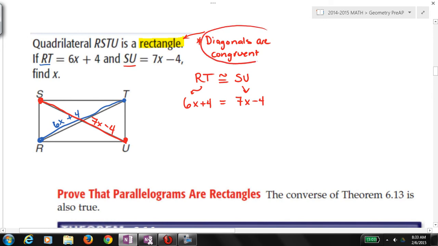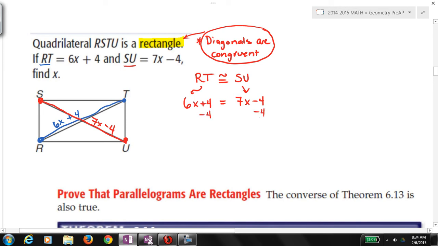The only thing that you have to remember are the properties, and it's the properties that are going to tell you what equations to do. Okay, because if you're dealing with angles, sometimes they may be equal, sometimes they may be supplementary. So just be careful on setting up your equations.